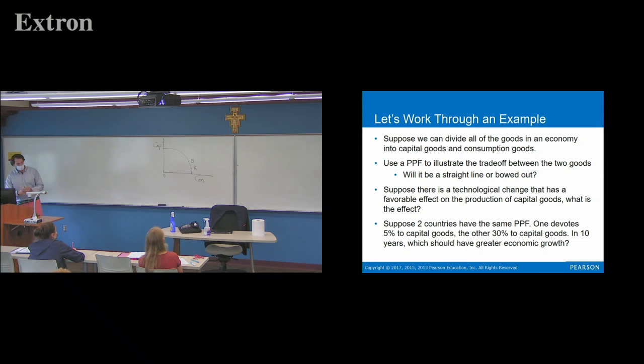So we talked about the production possibility frontier moving out over time. So country A in 10 years may be about here. But country B, out like that, because they've devoted more resources toward things that are good for growth.